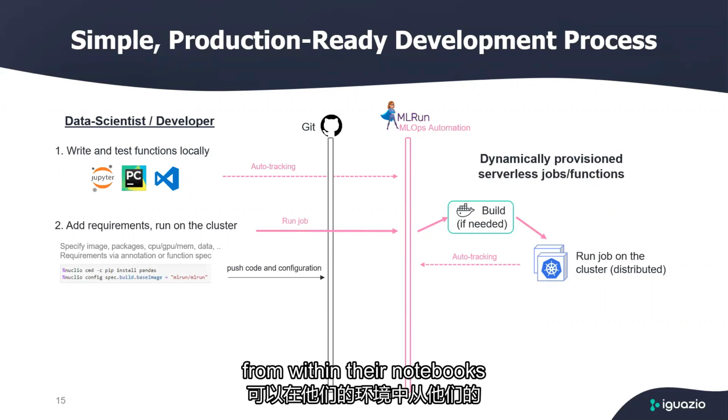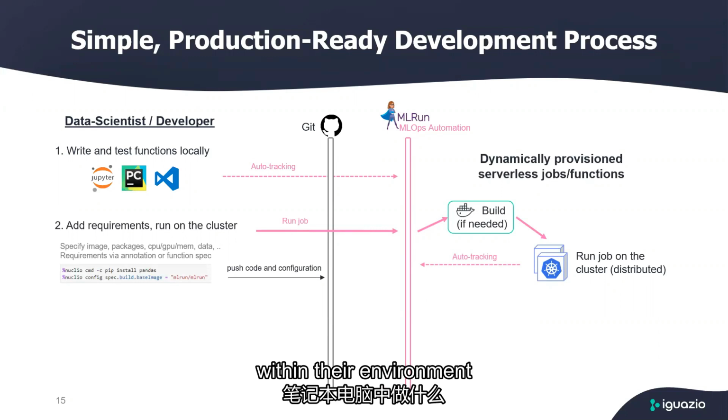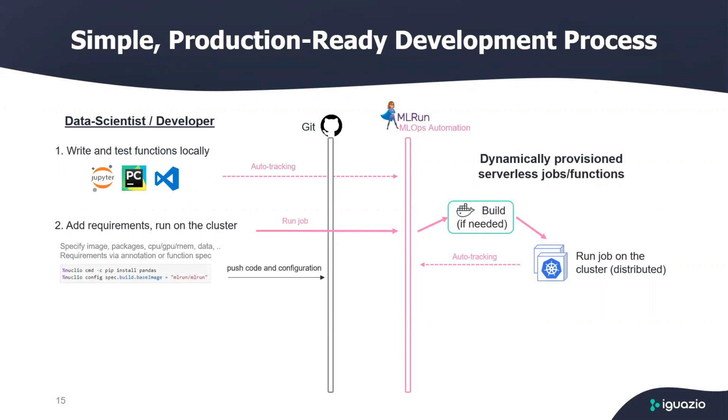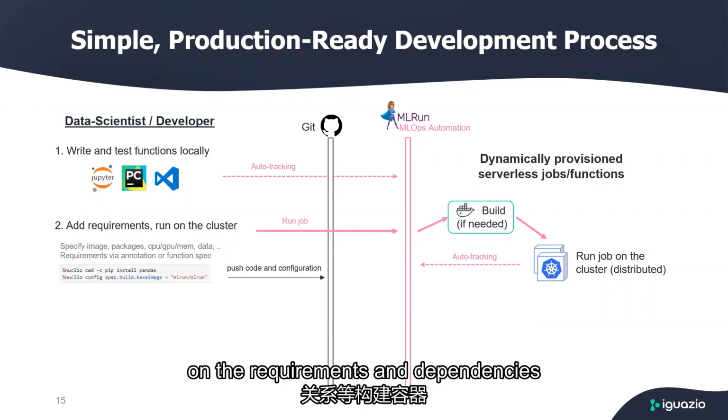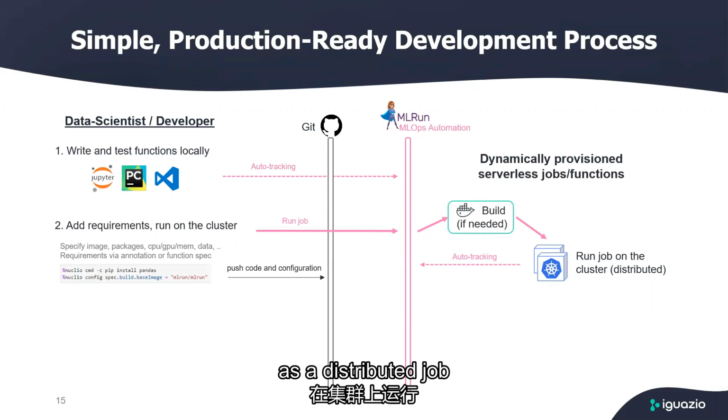So what they can do from within their notebooks, within their environment, is just push one command or one API call. And essentially what it does, it wraps their entire code. It ships it into the Kubernetes cluster through an API gateway. It builds the containers based on the requirements and dependencies and all of that, and runs it as a distributed job on the cluster and tracks all the behavior as if it's running in the native environment. I'll show you in a minute.